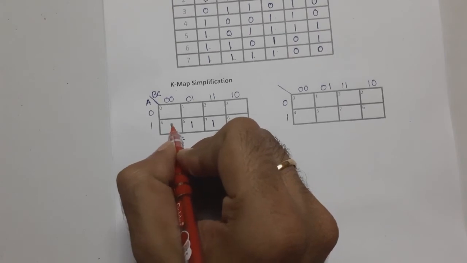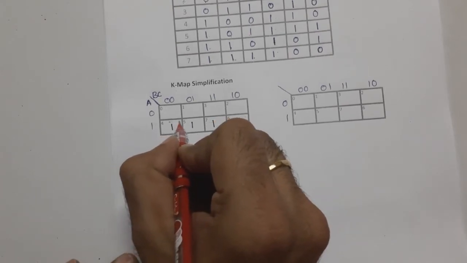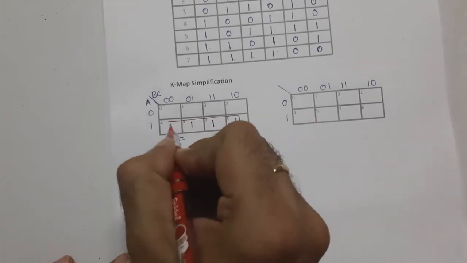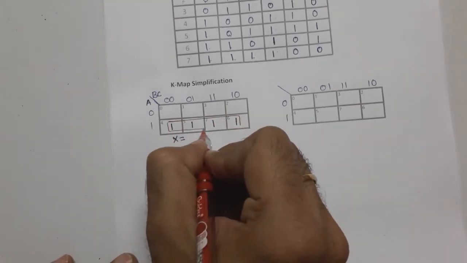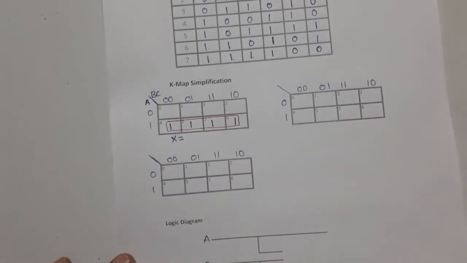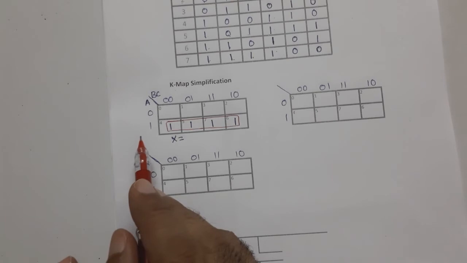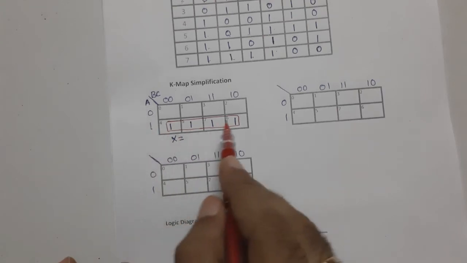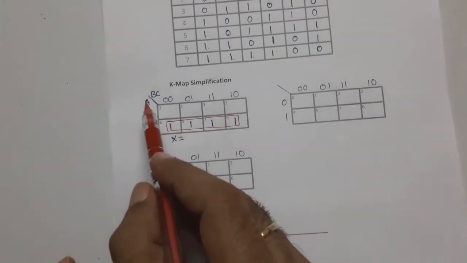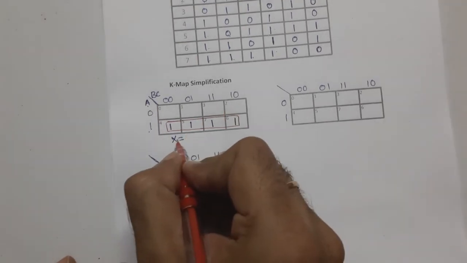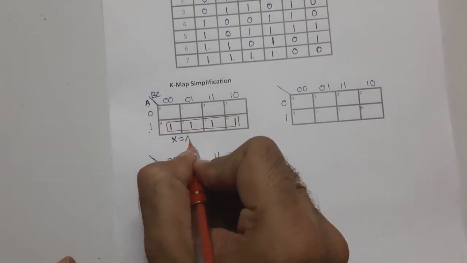The possible grouping here is this quad, and here only one row is selected. Now here is 1, so that it is nothing but A. Now the expression for X is nothing but A.